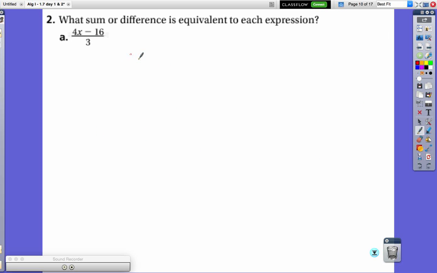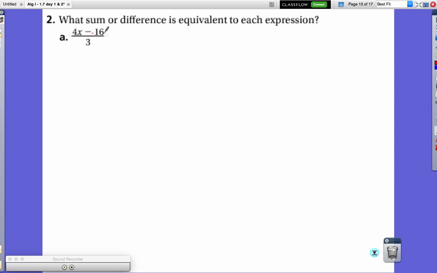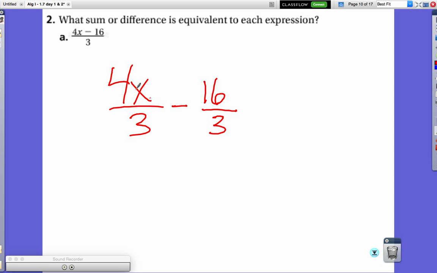Same thing here. So it says 4x minus 16 over 3. So we're going to split this up into both of these. So we take 4x divided by 3 minus 16 divided by 3. Now, I'm fine with you leaving improper fractions right now. That is fine. That's actually how you want to write them. If it divides or simplifies, you need to do that. So that's it for this one.